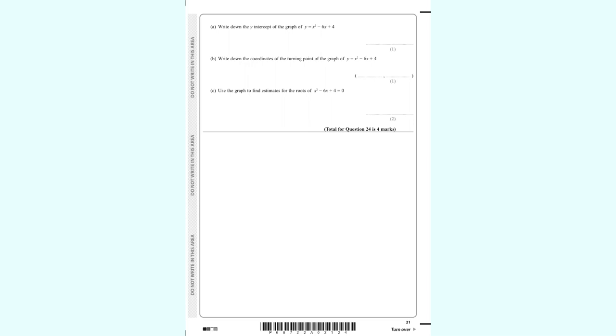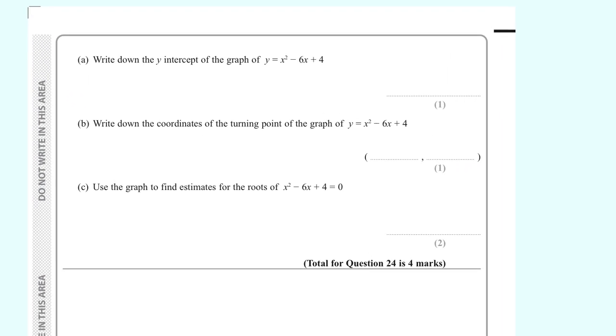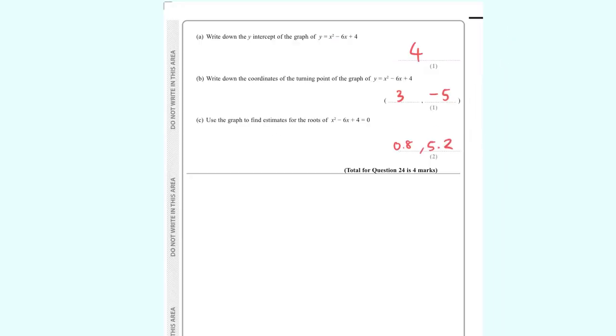Write down the intercept of y equals x squared minus 6x plus 4, and then the turning point, and then the roots. Alright. Then you just pop those answers in here. So y-intercept was, what was it, 4? You can just put 4. Turning point was 3, negative 5, and 0.8, and 5.2. Alright, there's your 2 roots. Alright, nearly there.